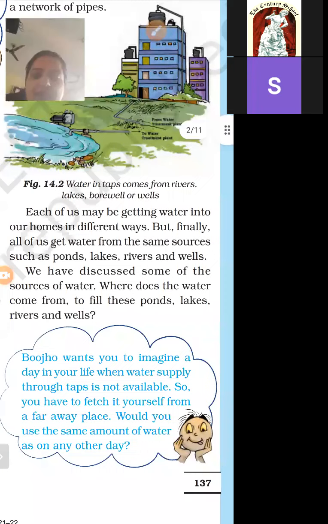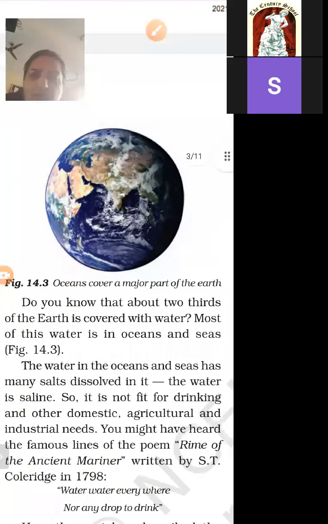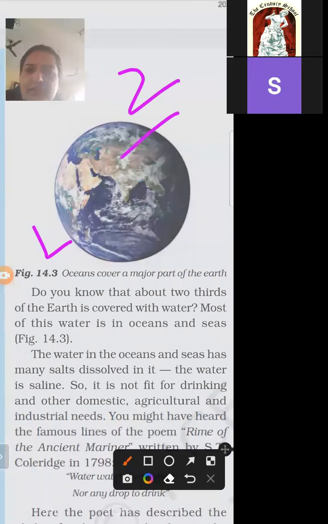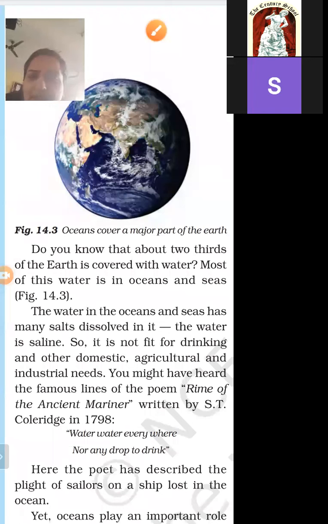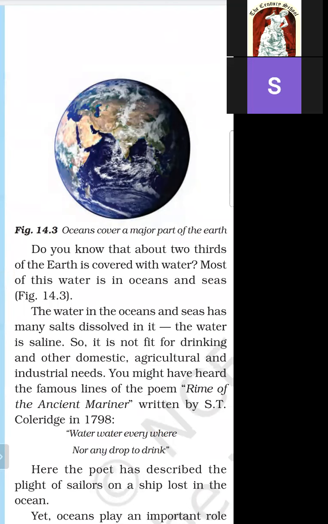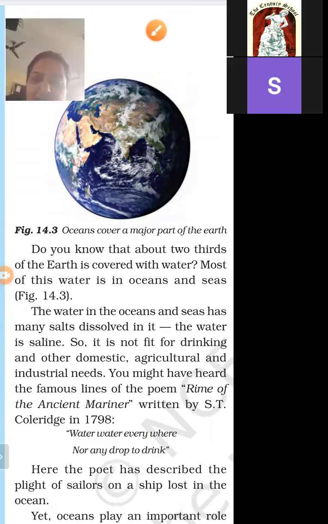So next, this is our earth. About 2/3 part of the earth is covered with water. But on the earth there is a shortage of water. Why is there a shortage of water? Because mostly this water is in oceans and seas, and the water in the oceans and seas is salty. Saline means salty. So the water in this is very salty.